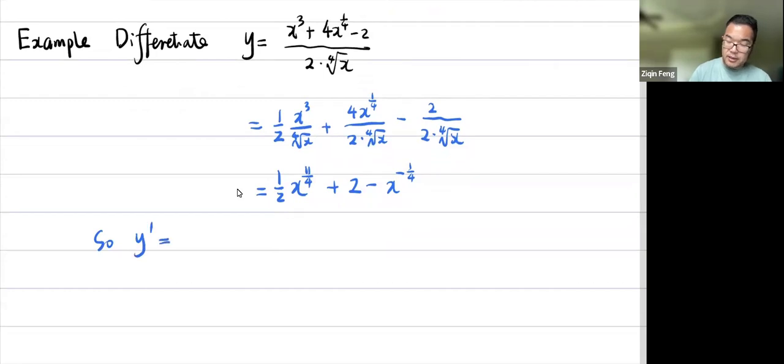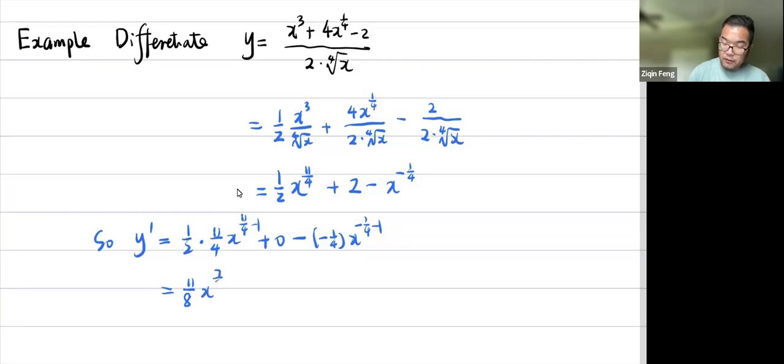y prime is 1 over 2 times 11 over 4 x to the 11 over 4 minus 1, plus 0. The derivative of a constant is 0, right? Then minus negative 1 over 4 x to the negative 1 over 4 minus 1. So this is 11 over 8 x to the 7 over 4 plus 1 over 4 x to the negative 5 over 4, right? So that's basically the derivative of this function.